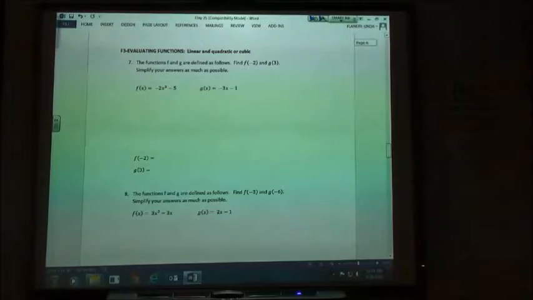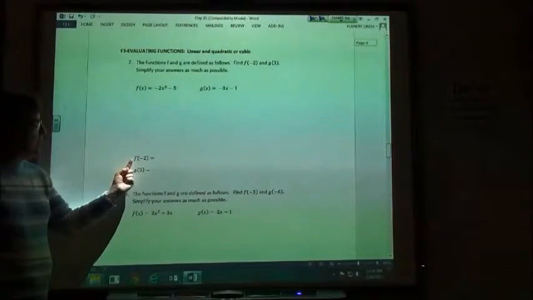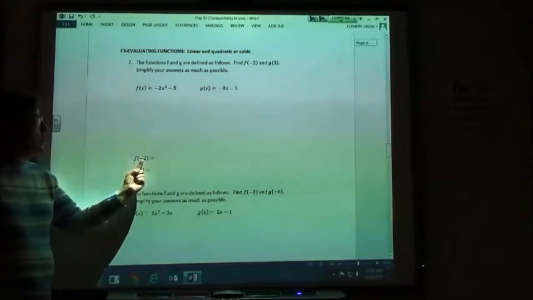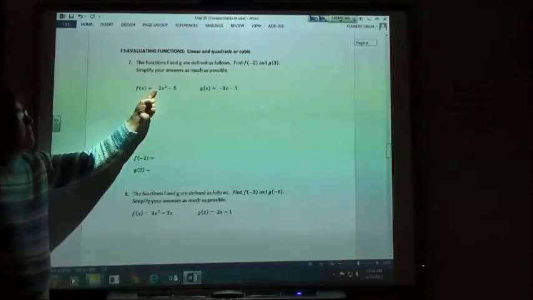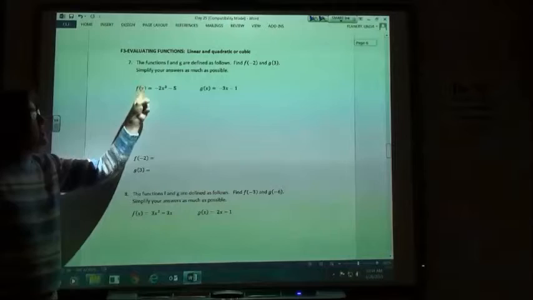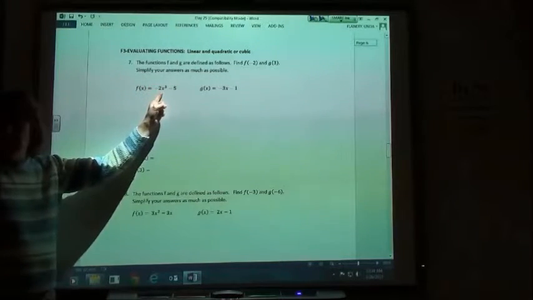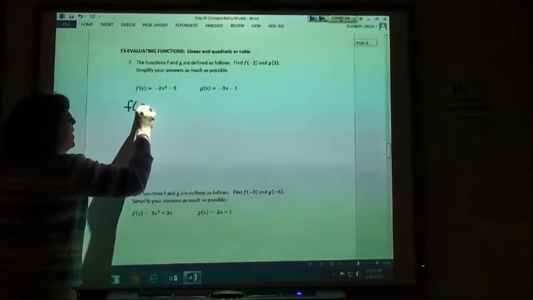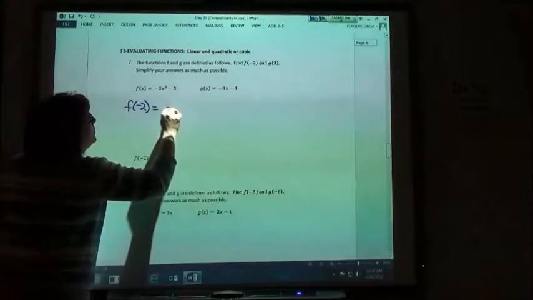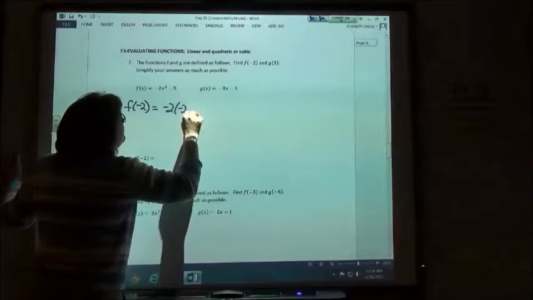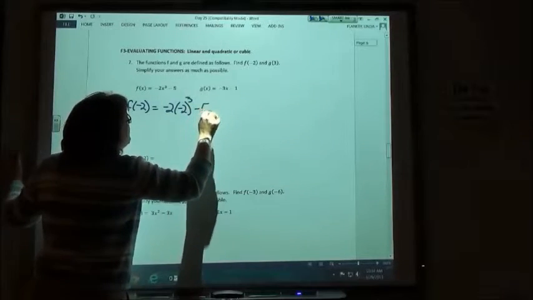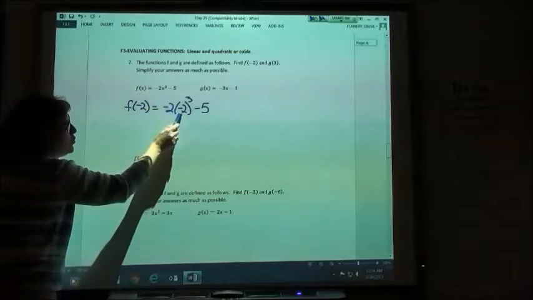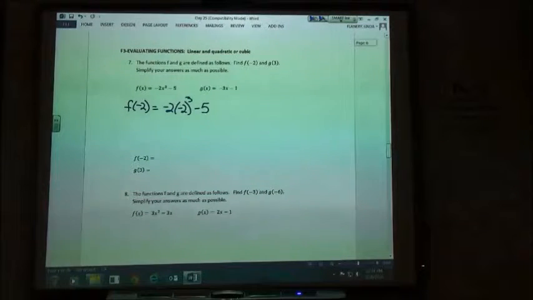When we have functional notation, if I am going to evaluate f of negative 2, it means I'm going to go up to my f function, and on this side, I'm going to put the negative 2 in for the x. So f of negative 2 means I'm going to do negative 2 times negative 2 cubed minus 5. I put that negative 2 where the x was, and I put it in parentheses.